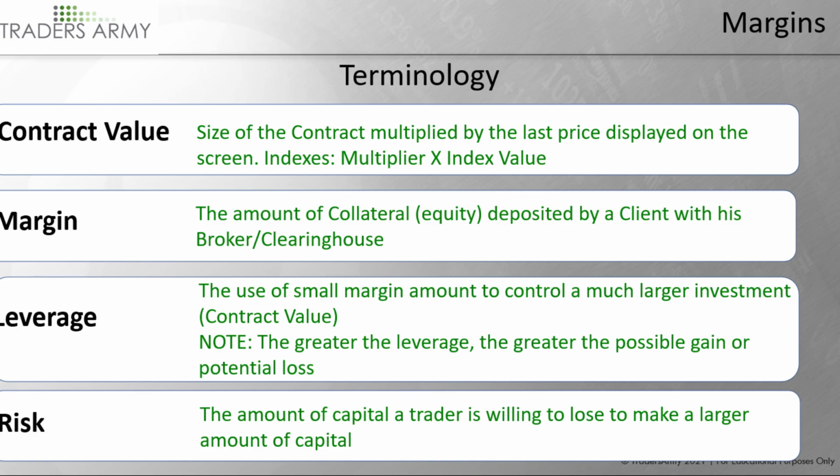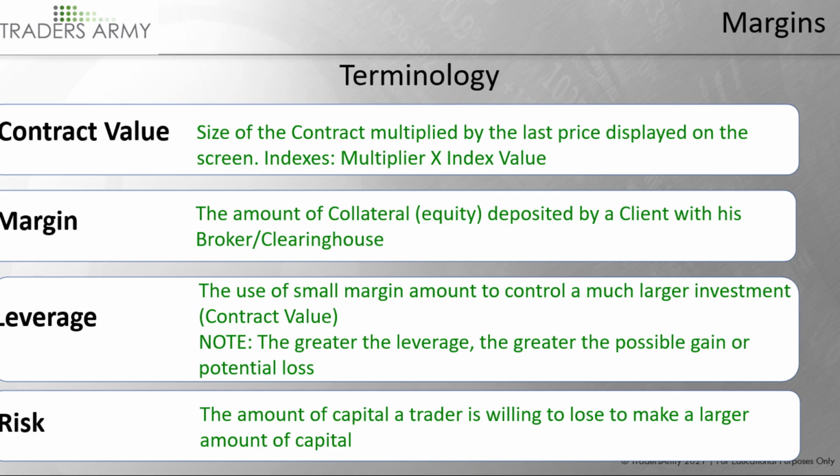Margin is the amount of collateral or equity deposited by a client with his or her broker or clearinghouse. Now remember this: when you make a futures trade, you're required to fulfill the contract value. The margin is just the money that you put up as a good faith deposit that you will fulfill that contract. If you, as the client, do not fulfill the contract, your broker has the obligation to fulfill that contract for you. And so, for this reason, the broker or clearinghouse is going to be the one that determines the amount of margin.